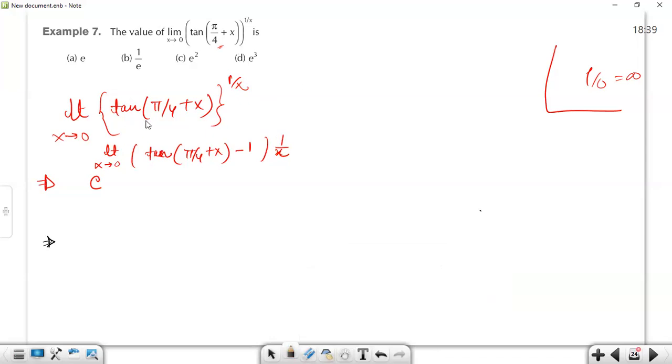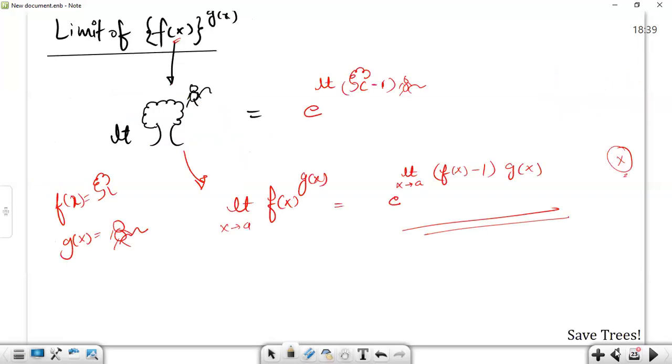So what have I done: the function which was in the base, we have subtracted 1 from it, because it was a tree. We have cut the tree and we have multiplied the monkey with it. The monkey has come down and we have applied e, like in the previous example, the previous concept.